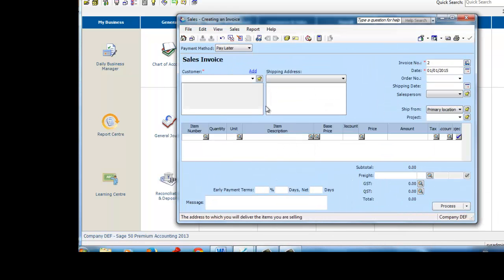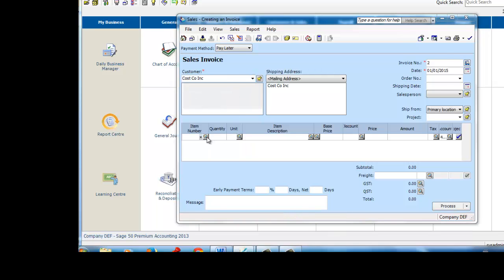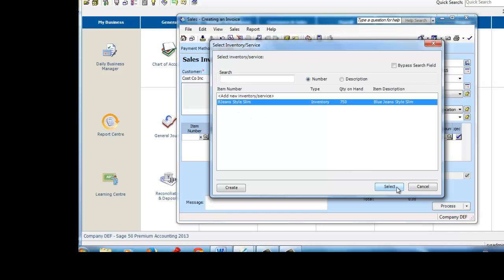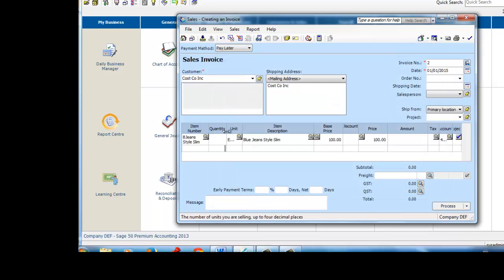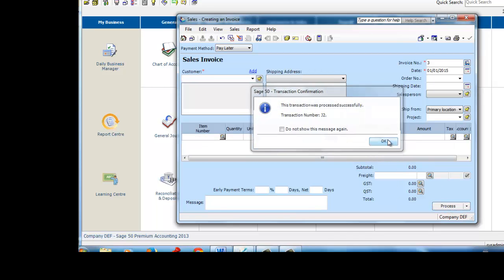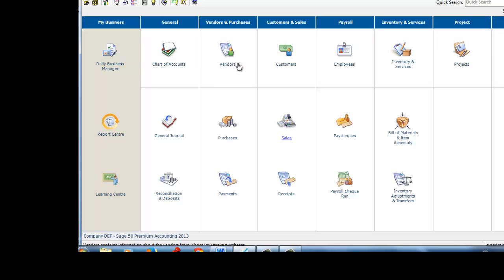Continuing with the same example, we're going to make an additional sale to another customer called Costco Inc. And we're going to sell 500 pairs of jeans for $50,000. Going to process the transaction. And I guess this company here, company DEF, is not having a good time.